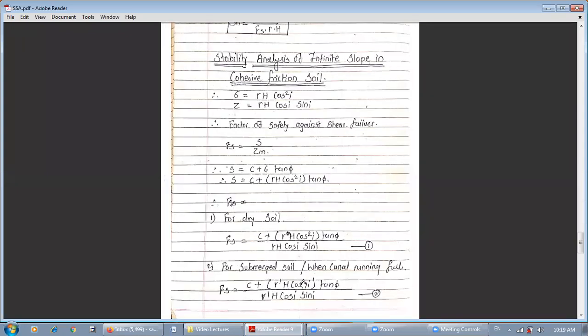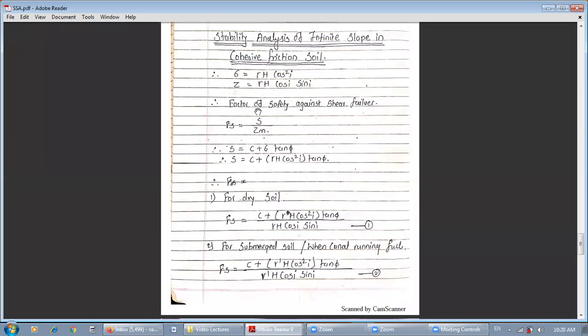Now we are moving to stability analysis of infinite sloping cohesive friction soil, that is C-phi soil. Here both C and phi are present. Okay, so now in this particular condition, we know the normal and shear stress.